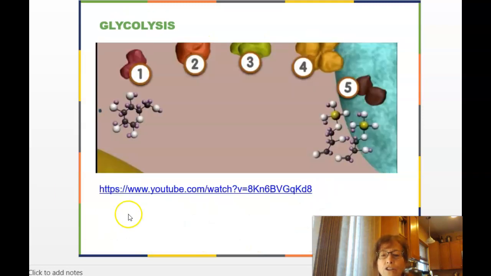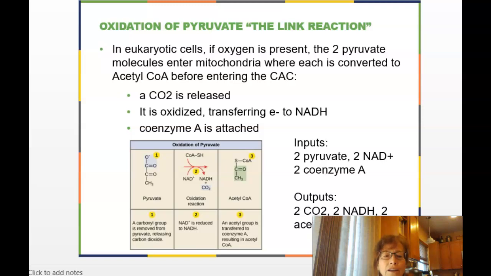So I encourage you to look at this video that they offer to you on OpenStax. I think it would be helpful to you in getting kind of a feel for what's going on up to this point. And then we're going to go on into the next act, which is what I call the link reaction, and OpenStax calls it oxidation of pyruvate. So stay tuned. We'll do that next.